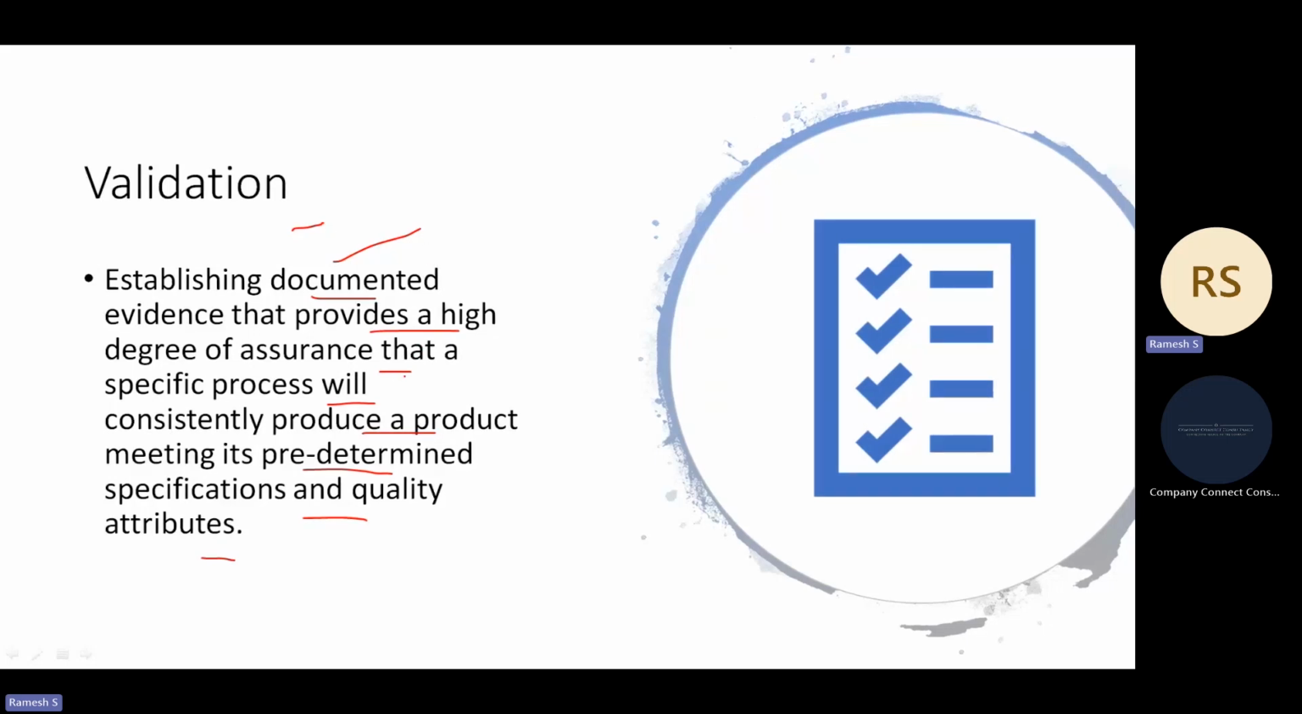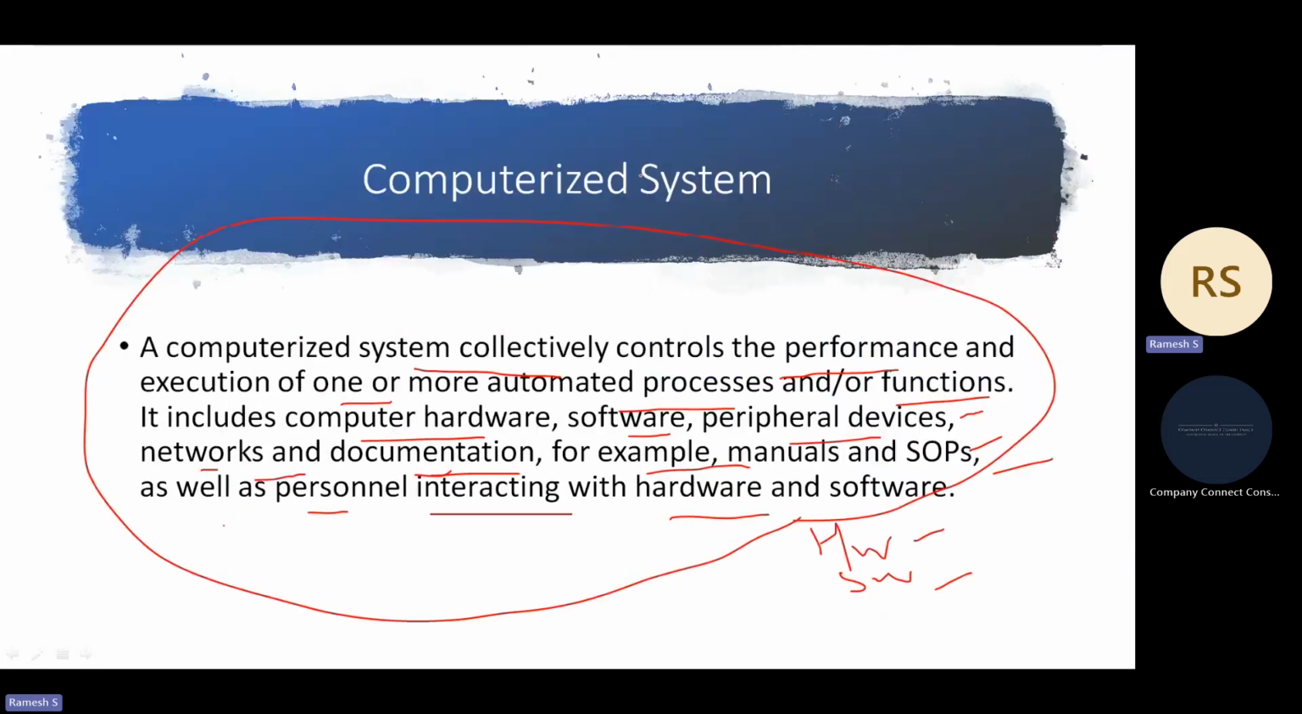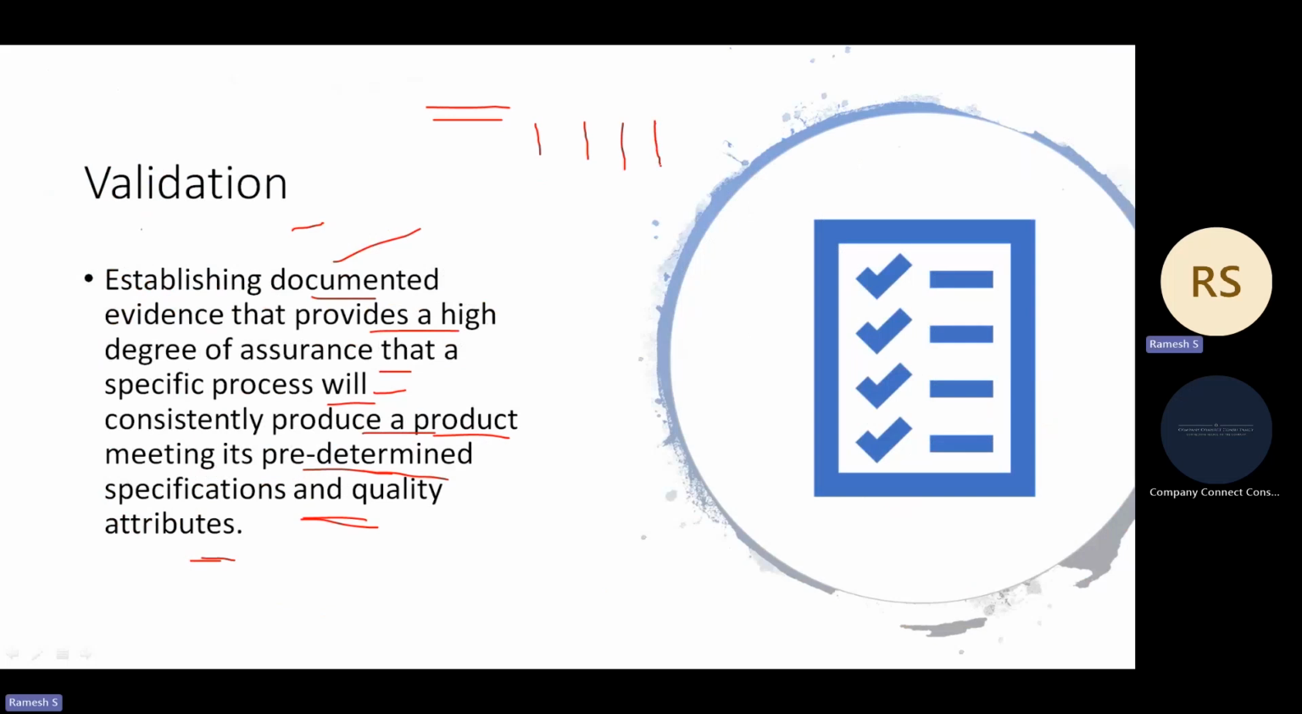Everything related to validation activities shall be documented. Next, it should provide assurance that a specific process will consistently produce a product meeting its predetermined specification and quality attributes. So we will have some predetermined specifications or requirements. Like if we are manufacturing a tablet, for this manufacturing we will have some predetermined specifications or requirements. Like my tablet should be around 500 mg in weight. My tablet should be round in shape. My tablet should be white in color. So these are all our predetermined specifications.